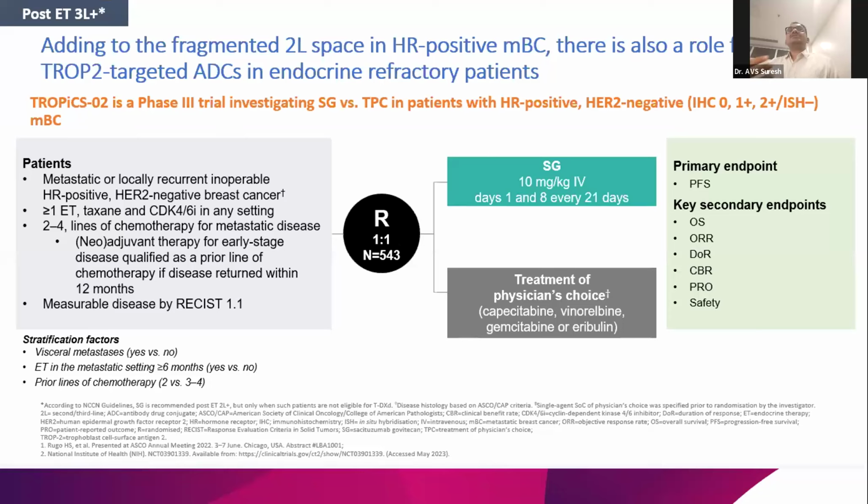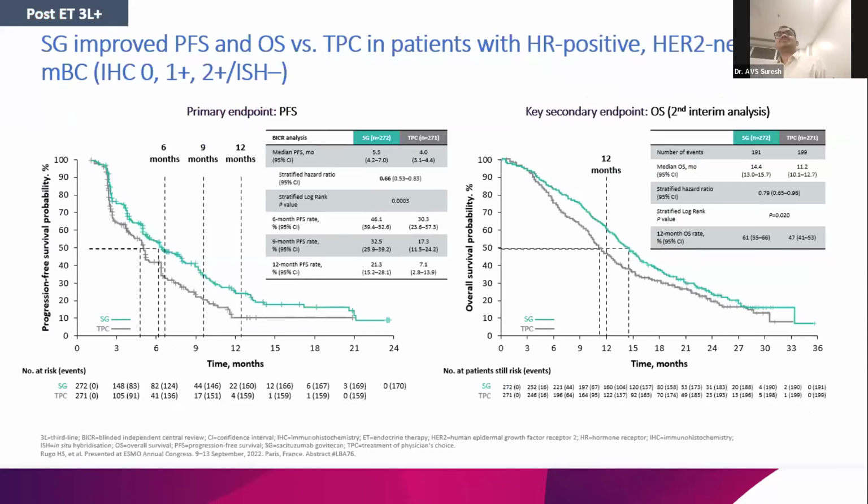So adding to the fragmented second-line space in these patients, what is the role of TROP2-targeted antibody drug conjugates? That is Sacituzumab, what we discussed, that is S3. Again, the trial design is very similar to what we have seen. The arms are well balanced. It also prolonged the PFS and OS significantly compared to the comparative arm, that is chemotherapy.